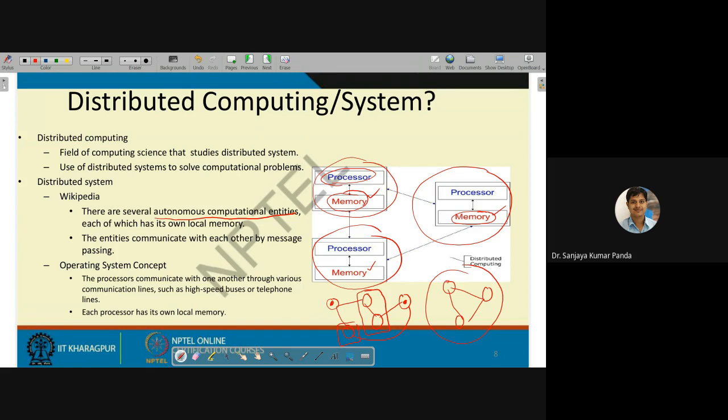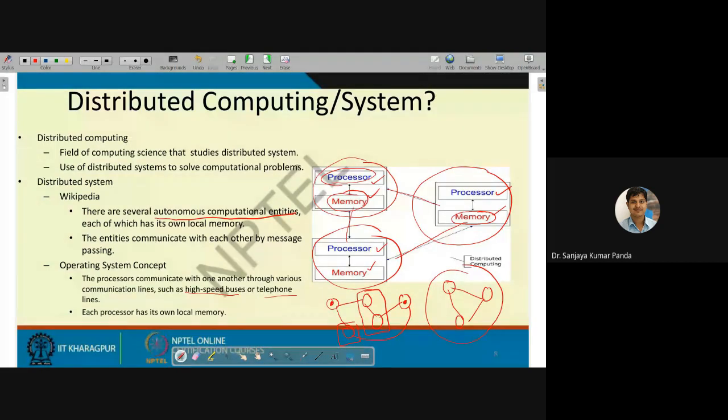So you can see we also need something related to the operating system which we have studied. Processors communicate with each other. These are different processors, and we have considered three of them. They communicate with each other through various communication lines. What do we mean by these lines? In computer systems, we have a CPU. The CPU is connected to memory, to input, and to output. So they are nothing but your high-speed buses or telephone lines.